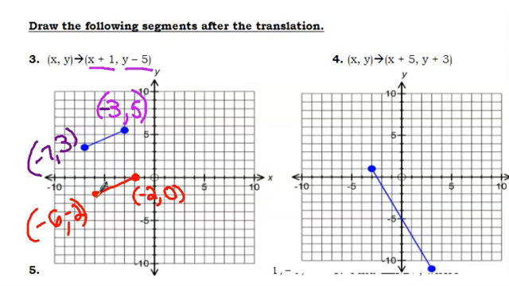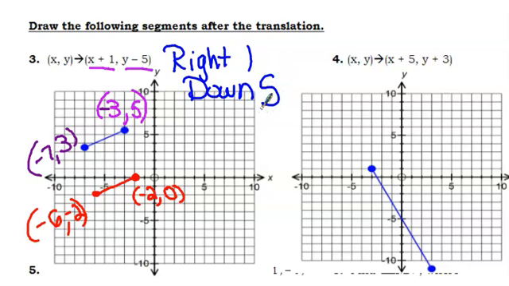So the line is the same size as the original, but what did I do? I went right 1 and down 5. Okay, so again, it's that sliding motion. All right, do the same thing with number 4. Okay, this is going to go right 5 and up 3 this time. Again, if you don't get the same line, you did something wrong. So then you want to start over.